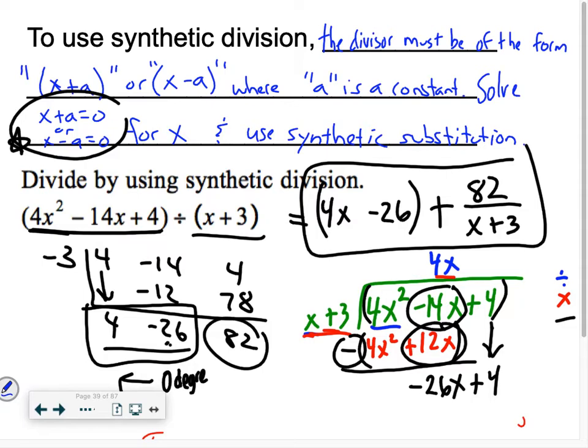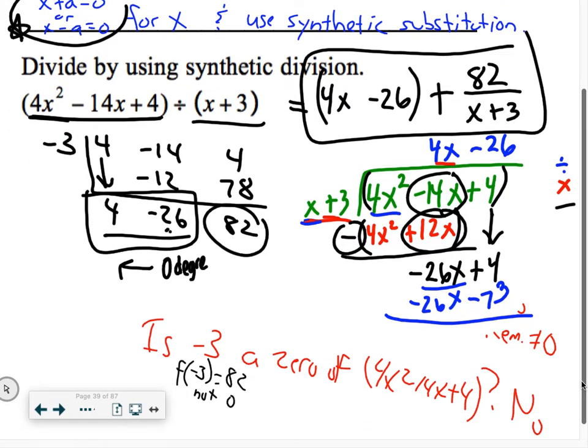So now I'm going to go back to divide. I'm going to divide negative 26x by x, and I'm going to get negative 26. And then I'm going to multiply that. I'm going to get negative 26x minus 78. And then I'm going to subtract.